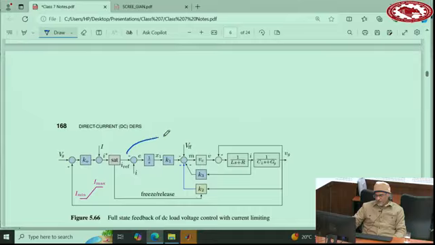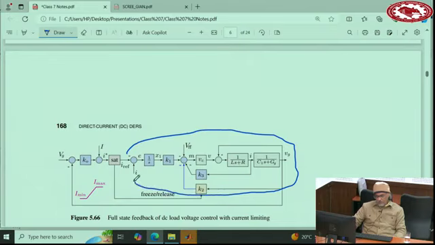We actually establish a current loop, because whenever you want to limit the current, you have to have a current loop.